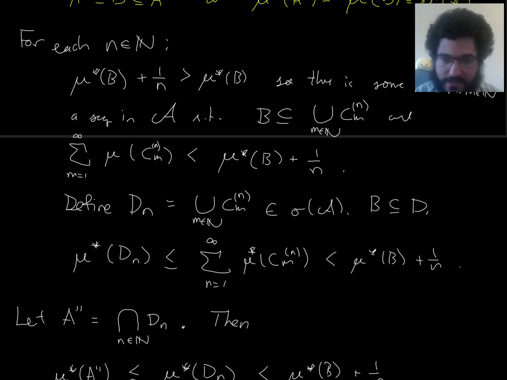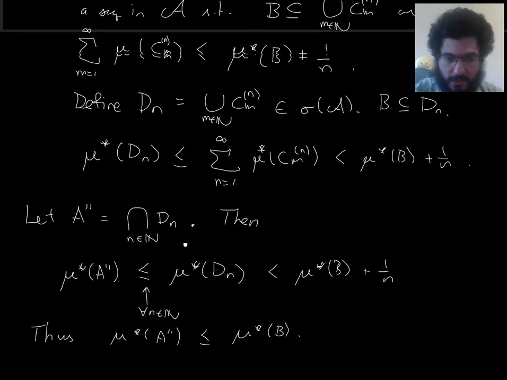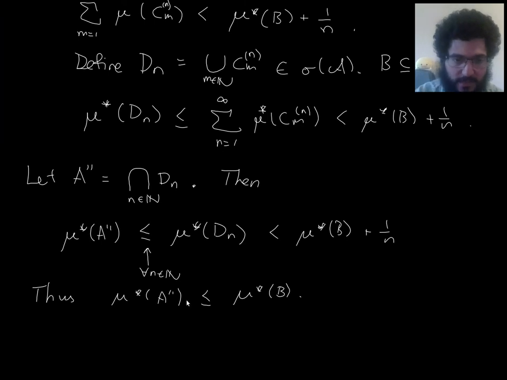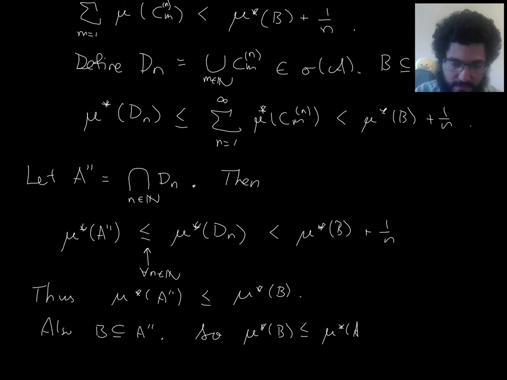By the way, B is a subset of D_n. So B is a subset of the intersection of all of these D_n's. So B is a subset of A prime prime. So that gives us the other inequality. And so we have equality.